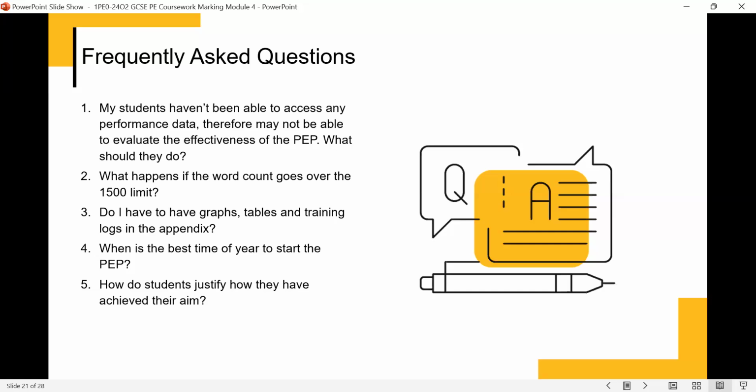Performance data could also be gathered from conditioned practices. And we have a document still on the website called Schools Activities for the PEP document from the relaunch comms. Again, that document was derived based on the COVID era. So you can still use it, but it's advised that game data is used more prevalently for the PEPs. It's more realistic data. Question 2: what happens if the word count goes over the 1,500 word limit?